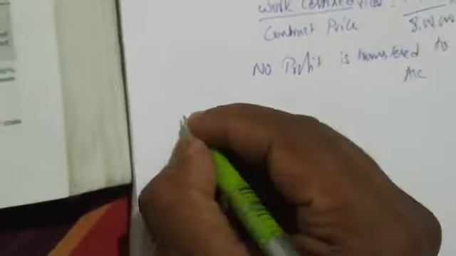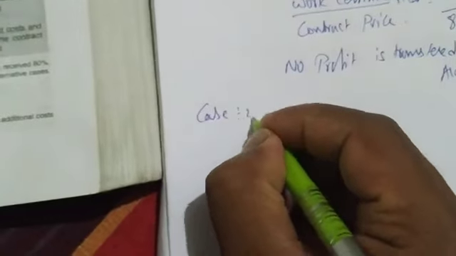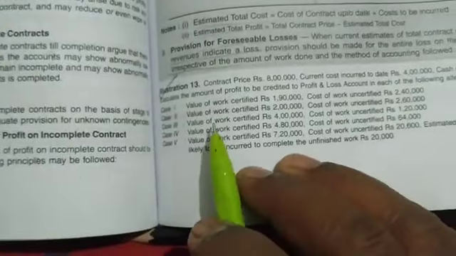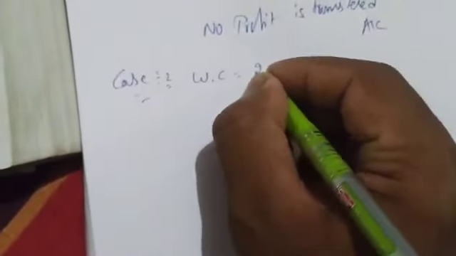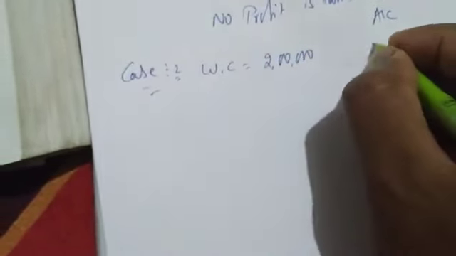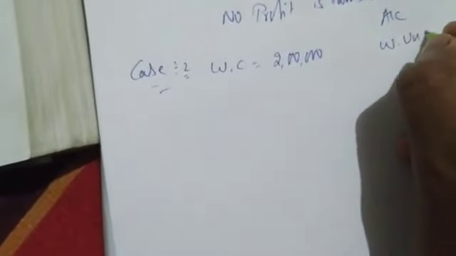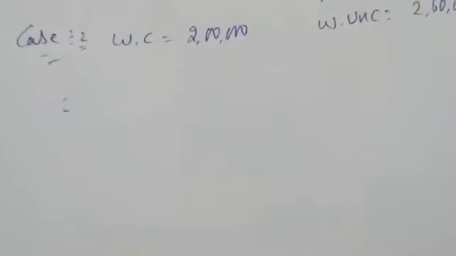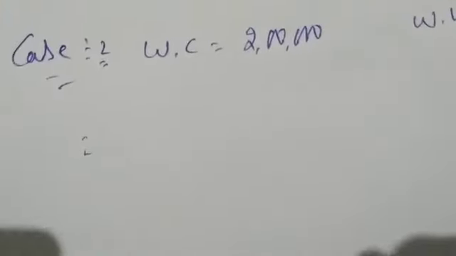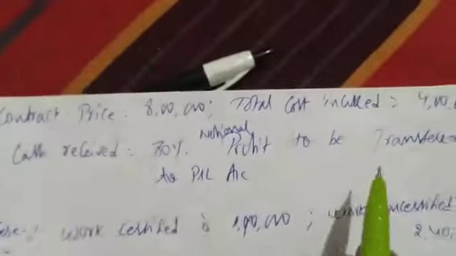Right, next, case number 2. What is case number 2 saying? Value of work certified is 2 lakhs. I am writing shortcuts. 2 lakh is value of work certified. Work uncertified is 2,60,000. Okay, so we'll first of all find out profit. How much is cost incurred? 4 lakhs. So first of all we'll find out profit.